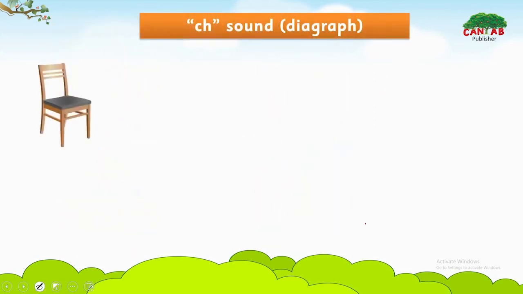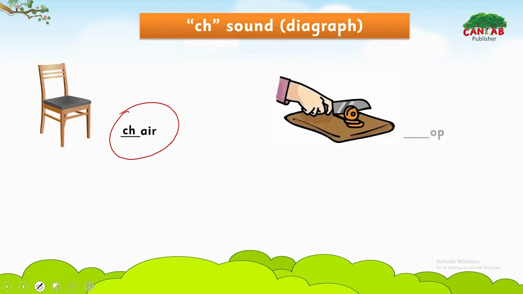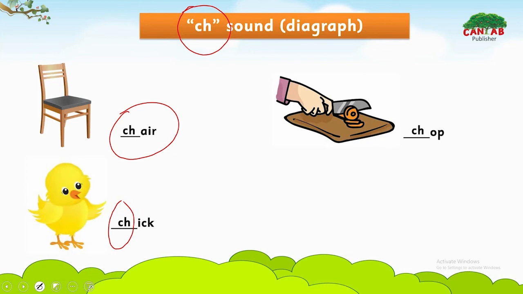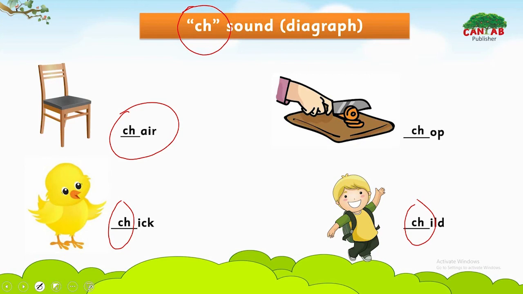Now, ch sound digraphs. What is this? Yes, this is a chair. As I am discussing the ch digraph, put ch here. This is chop. The next one is chick. So the ch digraph will be used in chick. The next one is child. Yes, the ch digraph will be used in child.